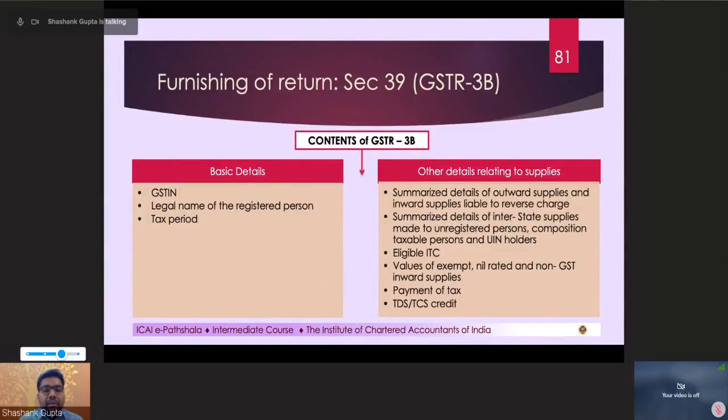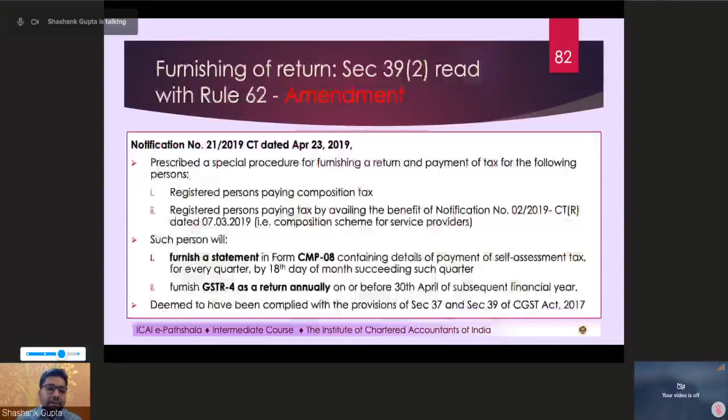Second return, that is GSTR 3B: basic details, that is GSTIN and legal name, tax period, that is the month for which the return is being filed. Other details: summarized details of outward supplies and inward supplies liable to reverse charge. That summarizes details of interstate supplies made to unregistered persons, composition taxable persons, and UIN holders, eligible input tax credit, values of supplies on which no tax is payable, that is exempt, nil rated, and non GST inward supplies, TDS and TCS credit.